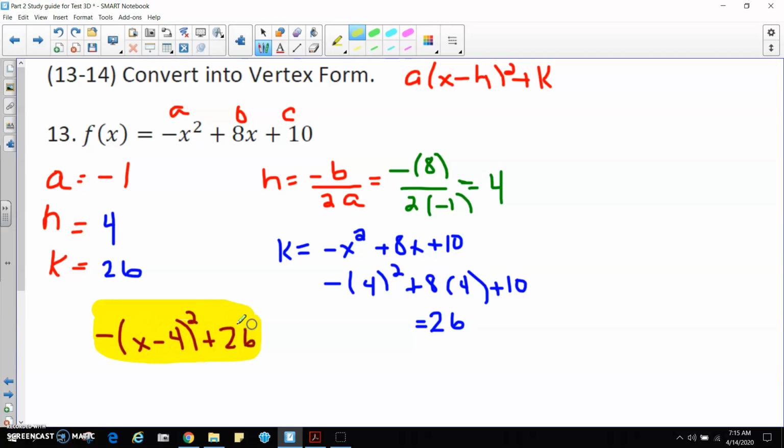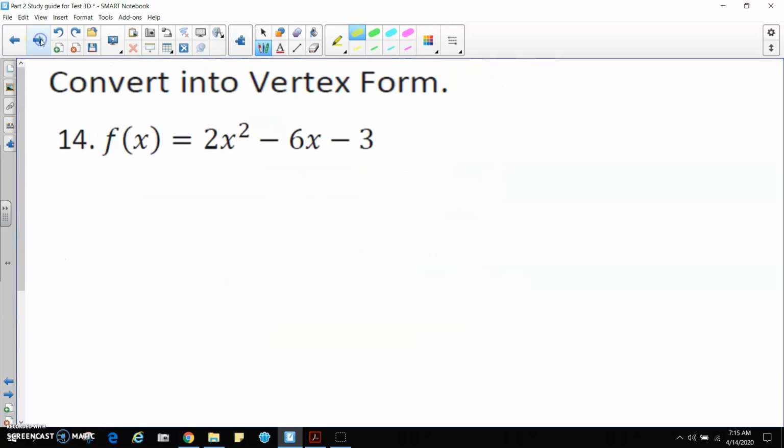There we go. Now let's go to 14. For 14, we're going to do the same method. We're going to need to find our A, our H, and our K for our vertex formula. A will never change. It's still going to be 2. This is still our A and our B and our C.